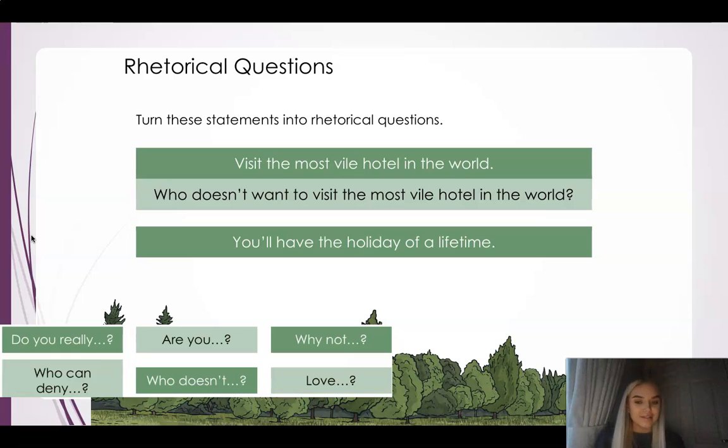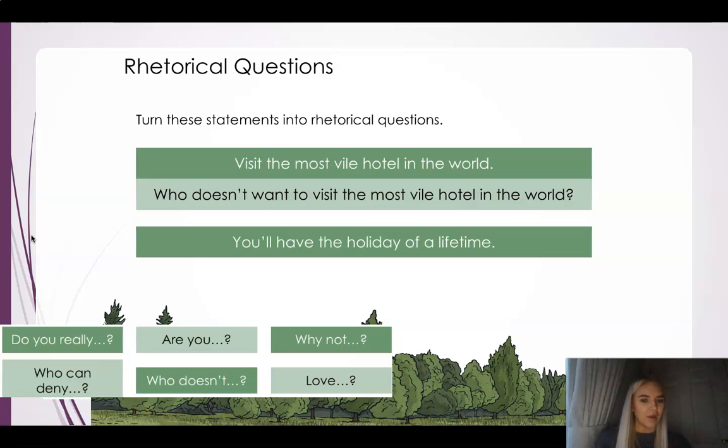Pick one of these sentence starters on my screen and turn this statement into a rhetorical question. Pause the video and have a go. Okay, how did you do? Let's have a look. We could maybe say, why not have the holiday of a lifetime? Who can deny that you will have the holiday of a lifetime? Are you ready for the holiday of a lifetime?